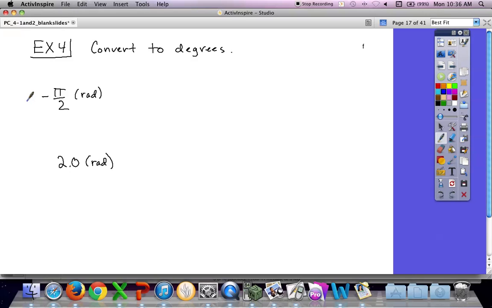What's the conversion factor to take me from radians to degrees? 180 divided by pi, right? Because we need our answer to be in terms of degrees, that needs to be in the numerator. The radians in the denominator will cancel the radians in the numerator, right? So pi cancels pi. This is negative 180 divided by 2, which is negative 90 degrees.